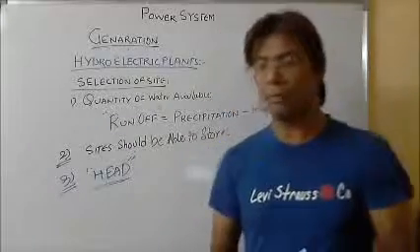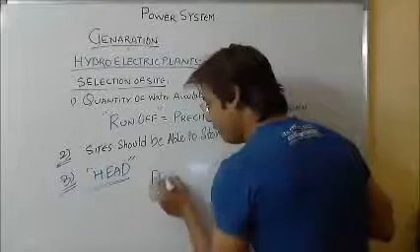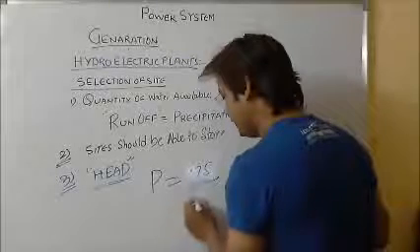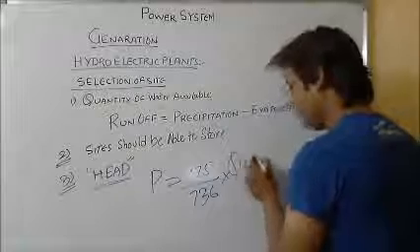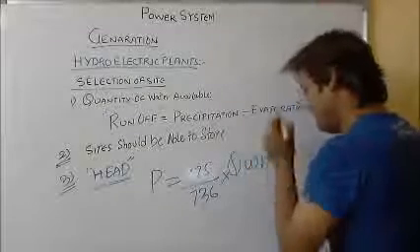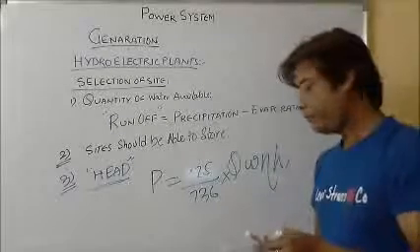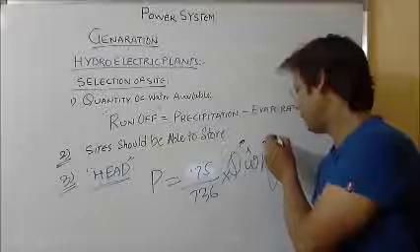We have a formula for this also. For head, we know that the power produced is equal to 0.75 divided by 736 into Q W N H. What is Q? What is W? What is N? What is H?